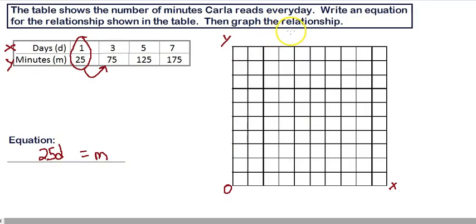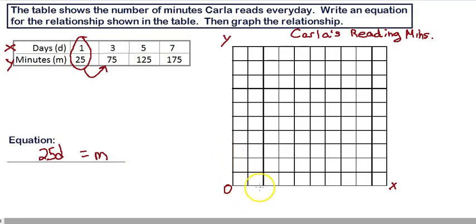Most importantly, we do need to give each relationship or each graph a title. So in this case, you could pretty much find any variation of how you want to title this. You could say Carla's reading minutes. I don't know, something. Probably could get a lot more creative than I just did, but just to speed things up, we're going to go with it. Okay, and we also need to title our horizontal axis and our vertical axis.